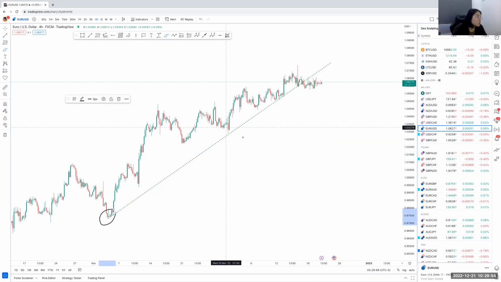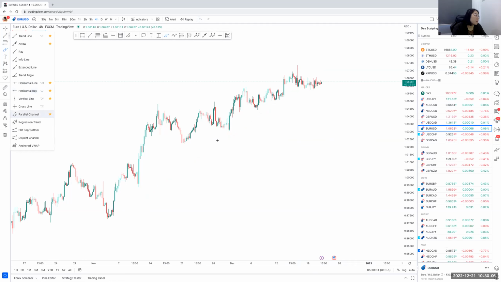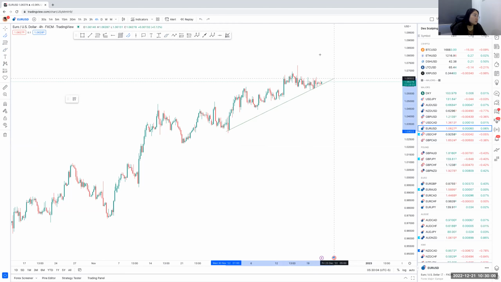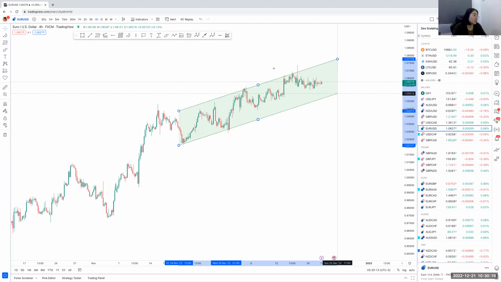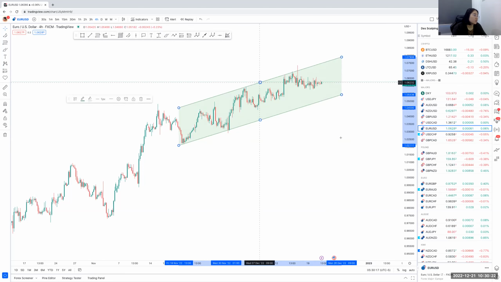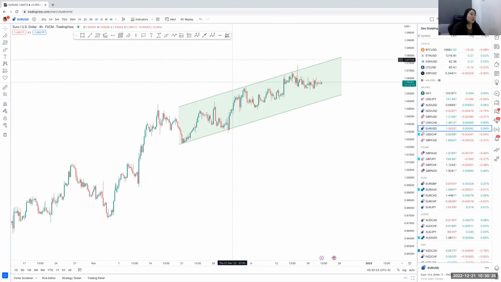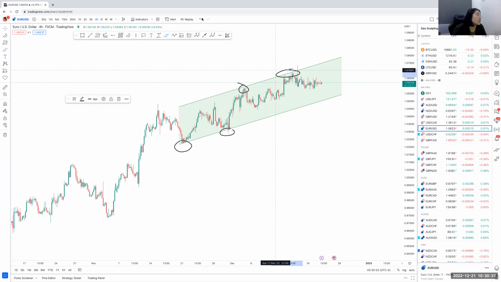There's 1 touch here, 2 touch here, 3 touch here, 4 touch here, and then on the 5th touch, it breaks out. So if I pull out a channel, I'm going to try my best to plot a channel, if I can. This is the channel that I can come up with. That means I have a bias that price is going to move in this channel. This channel has 2 touches at the bottom and 2 touches on top, making it a valid channel.